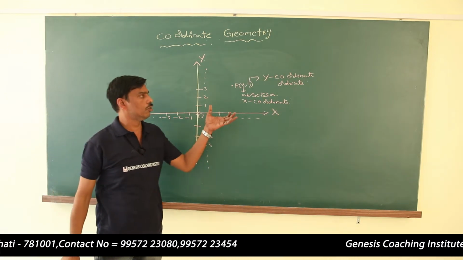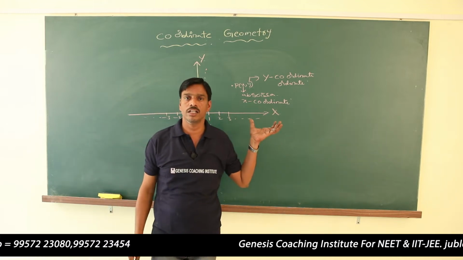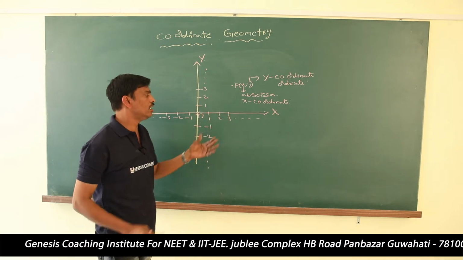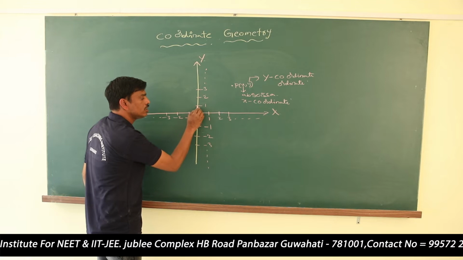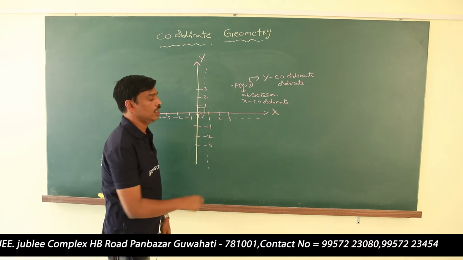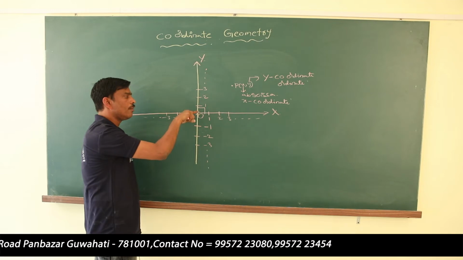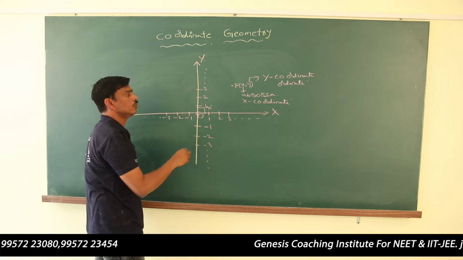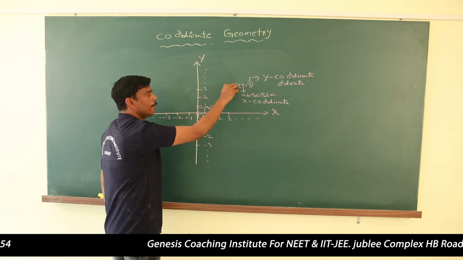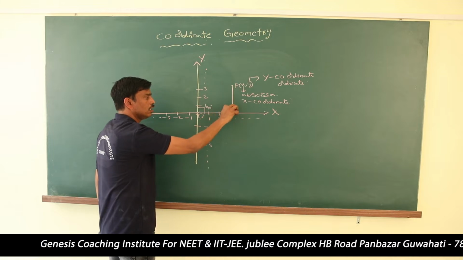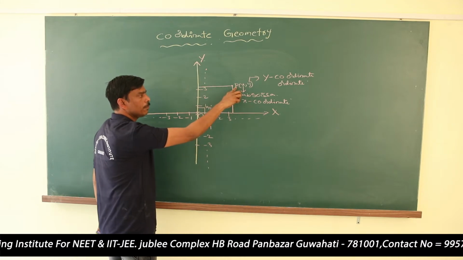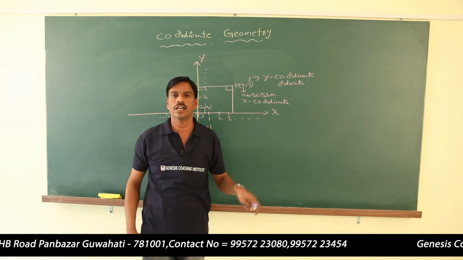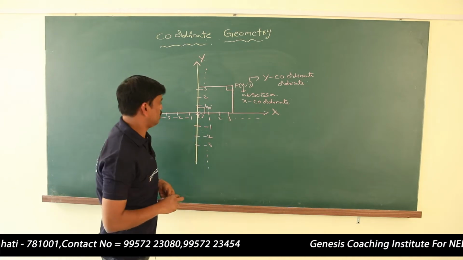So this is the rectangular coordinate system. Then why is it called the rectangular coordinate system? The angle formed by these two axes at the origin is 90 degrees, and also the angle formed at the point P is 90 degrees. That's why it is called a rectangular coordinate system.